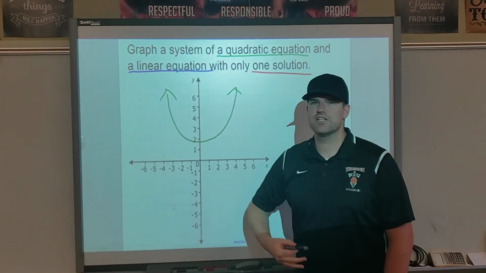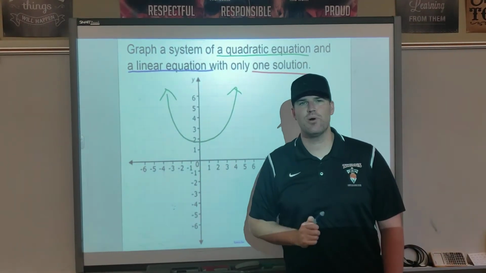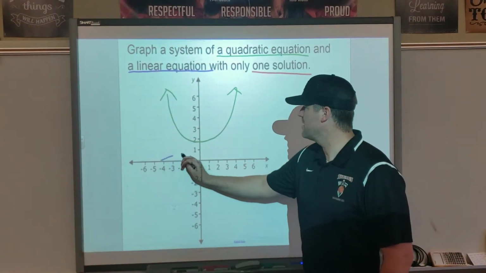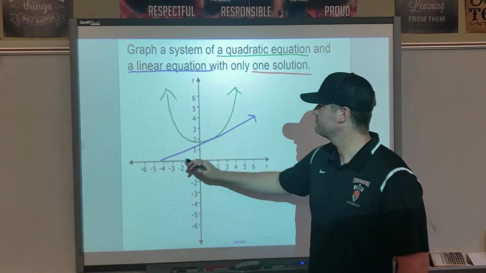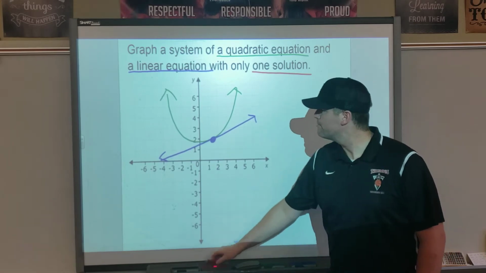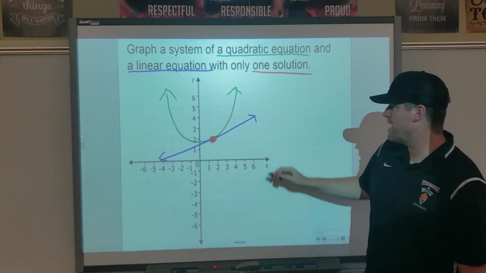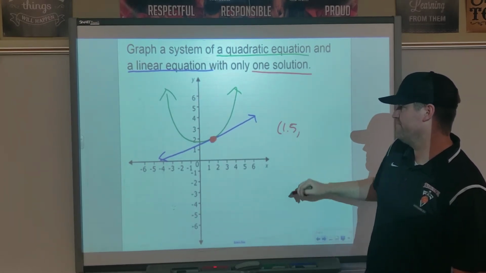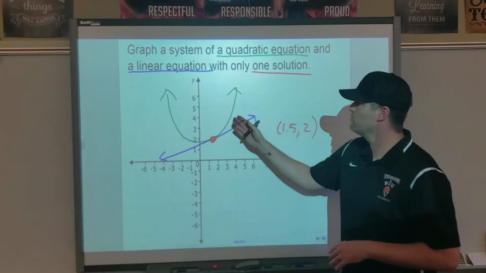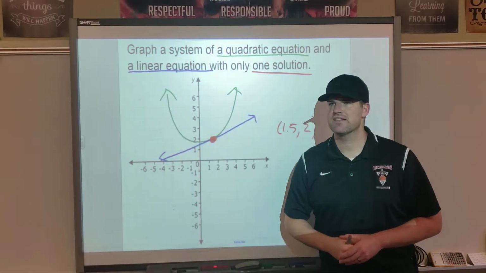We also know that there is one solution. So if there's one solution, how many times will the line that I'm going to draw touch the parabola? Well, 1 time, because there's only one solution. So I might draw something like this. And so my one solution is this point right here, which looks like it's about 1.5, 2, right? So any picture that I drew that had one parabola, one line, where they only touched in one spot, that would work for this problem.